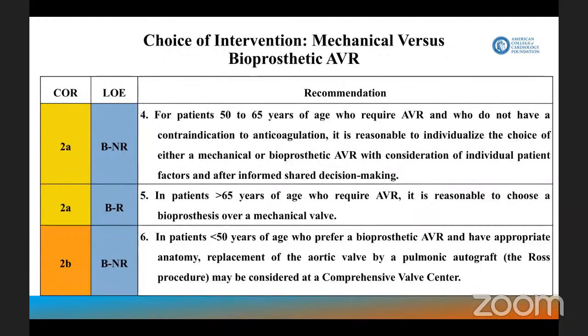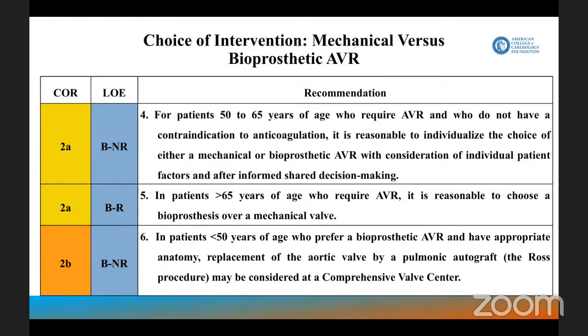And for patients 50 to 65 years of age who require AVR and who don't have a contraindication to anticoagulation, then it's reasonable to individualize the choice of either a mechanical or bioprosthetic AVR with consideration of individual patient factors and after an informed shared decision-making process as a class 2A. And for patients older than 65 years of age who require AVR, then it's reasonable to choose a bioprosthesis over a mechanical valve as a class 2A.